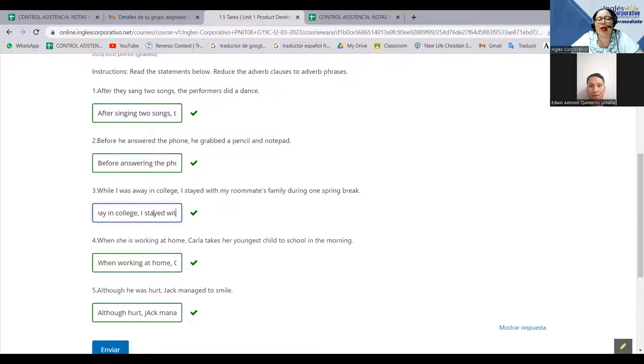The next one, right? Comma, I stayed with my roommate's family during one spring break. It has to be written out completely.